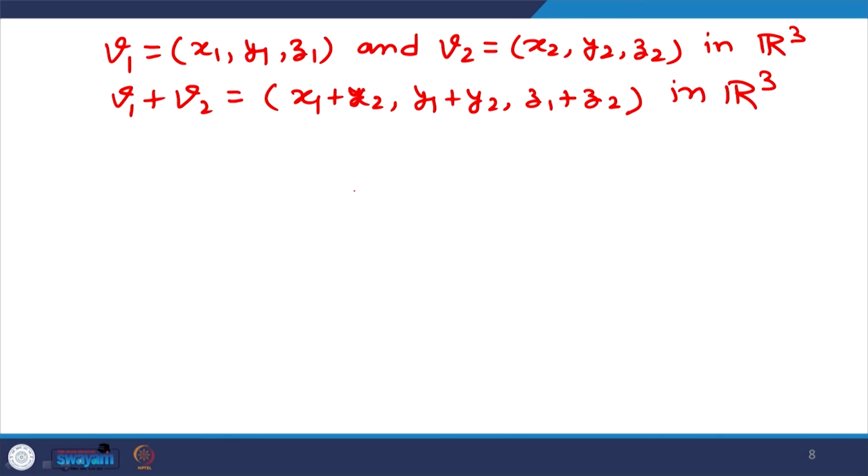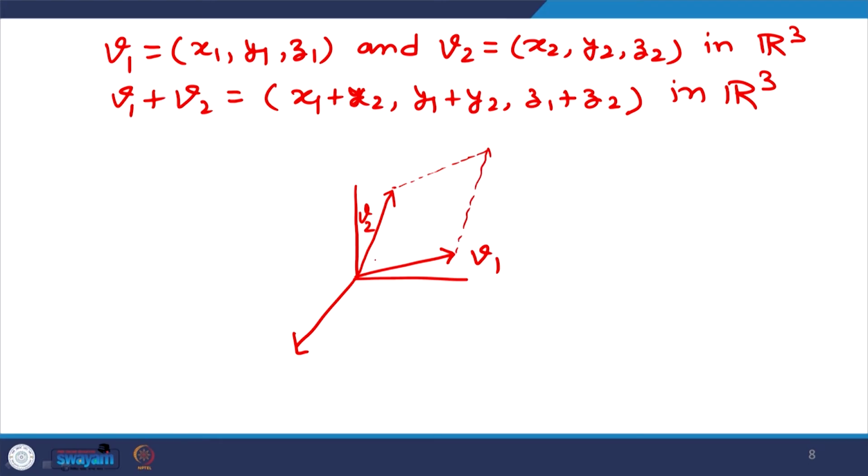And how to see these? Let us say this is my vector v1, this is my vector v2, then the sum of v1 plus v2 is given by the diagonal of this parallelogram. So, this is my v1 plus v2.